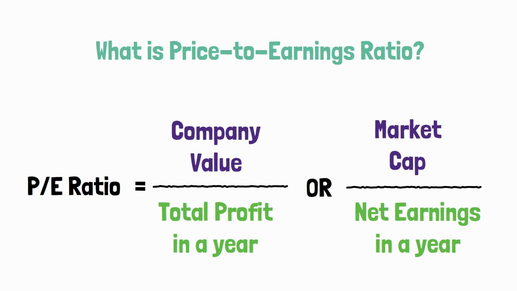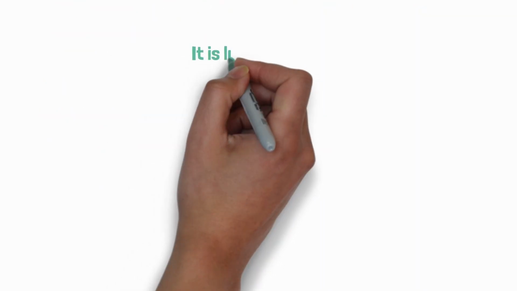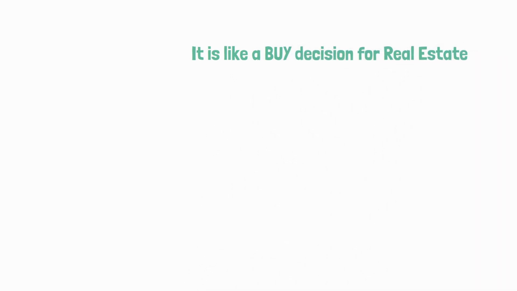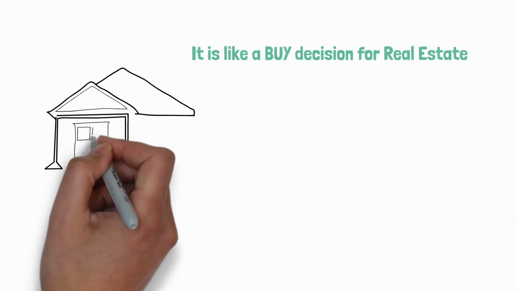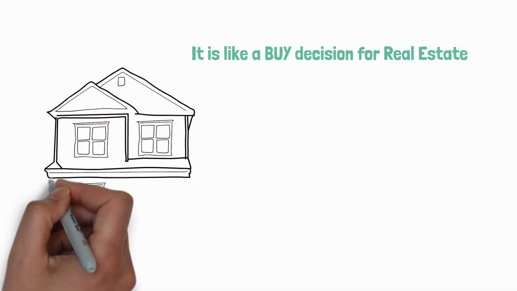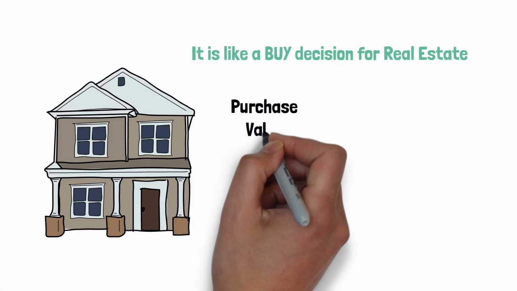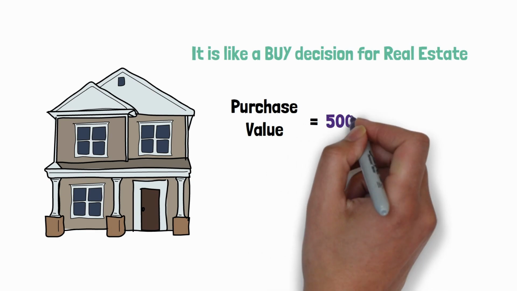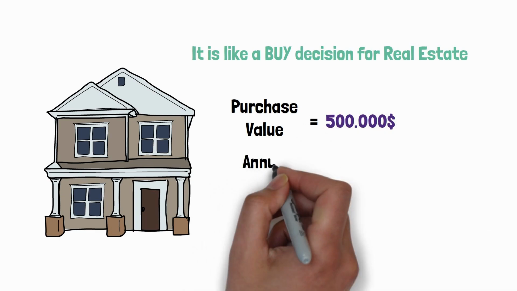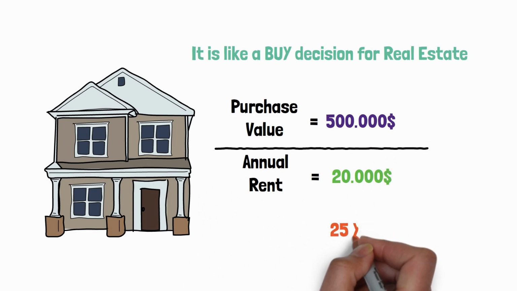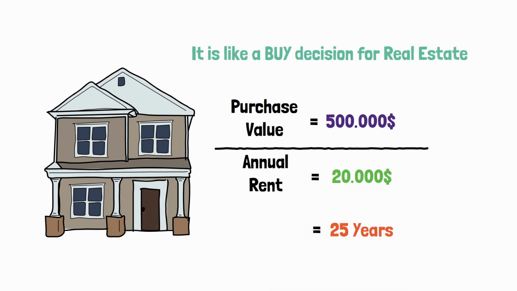Why do we use this ratio? Let me explain with a real estate example. It's like a buy decision for real estate. You will buy this house and rent it as an investment. What would you do? Purchase value is $500,000 and annual rent is $20,000. To understand whether this house is cheap or expensive, you divide purchase value by annual rent to calculate in how many years you will get your investment back. 25 years. In other words, PE ratio.